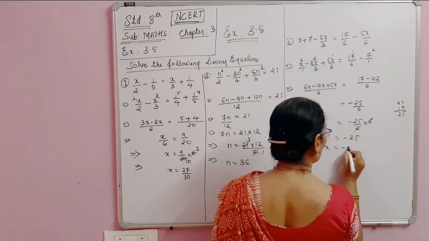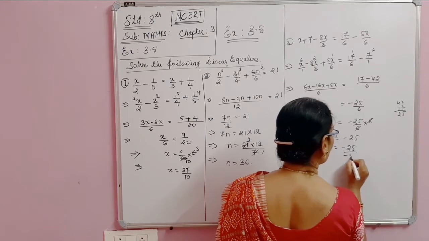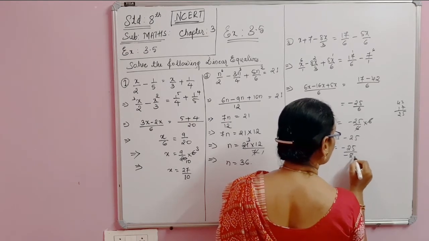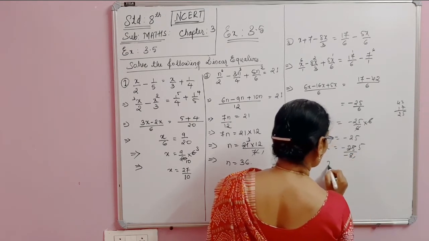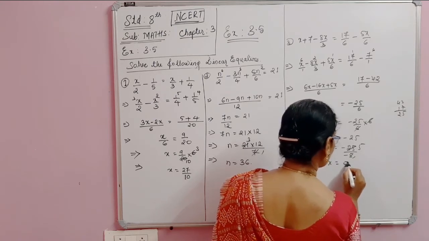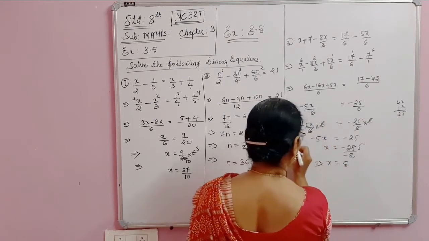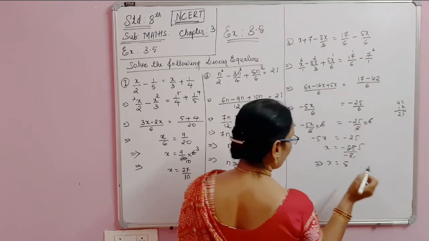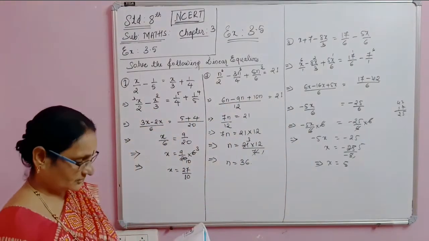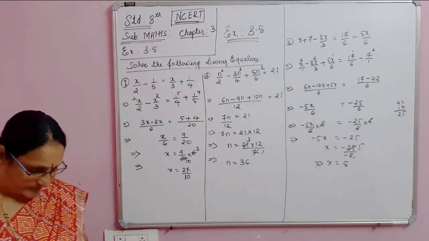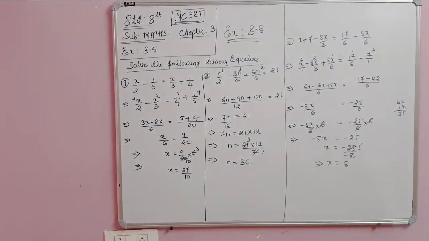So x is equal to minus 25 by minus 5. Minus by minus plus, 5 ones are 5. So this implies that x is equal to 5. So the value of x is 5. So this is what method of solving the problems. X equal to 1 plus 5.